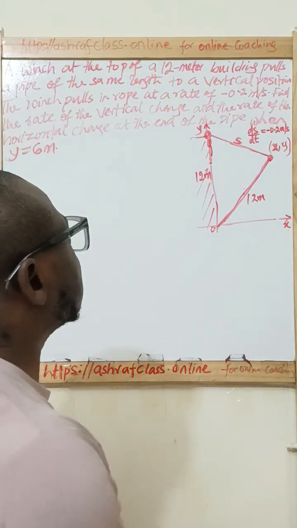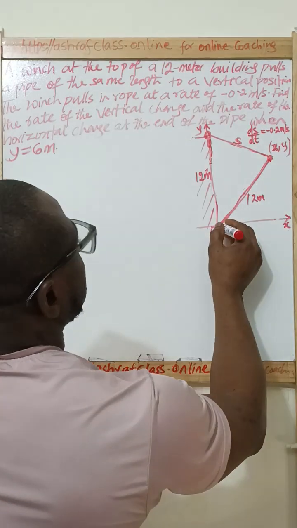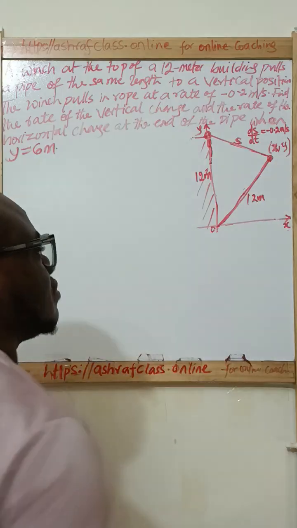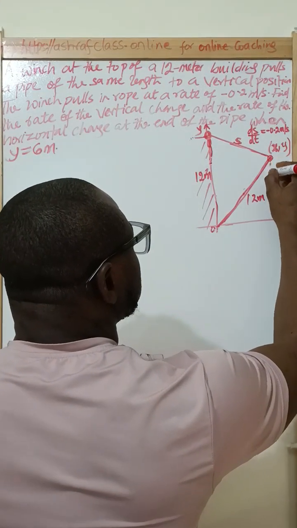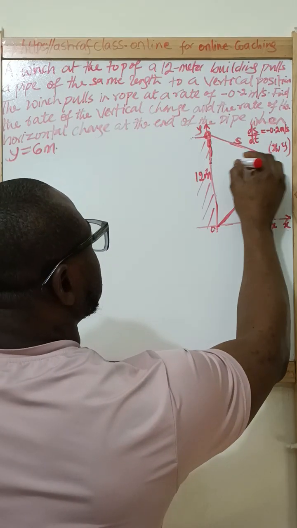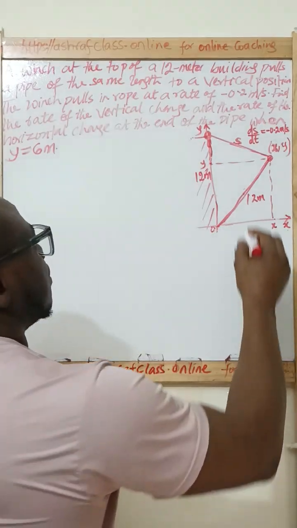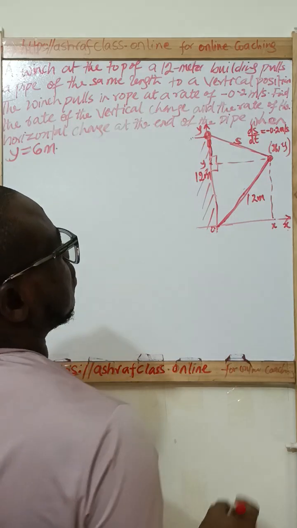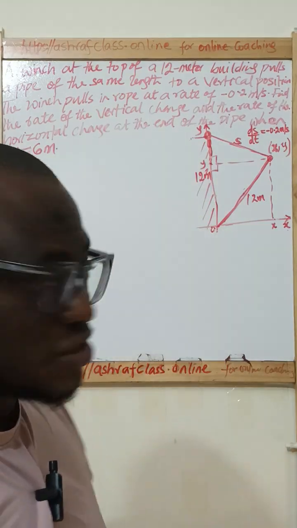Looking at this question, we see that this is the pipe, and these are the coordinates, the points, the values of x and y. If you trace this one down here, this is the x axis. You trace this down here, this is the y axis at these points, and this forms two right angle triangles. This is already 12 meters, the same length as that of the building.